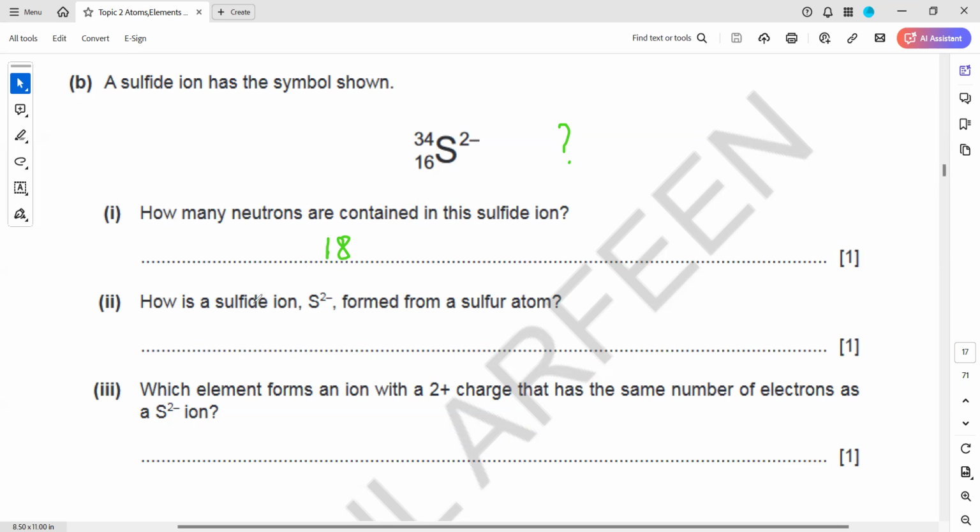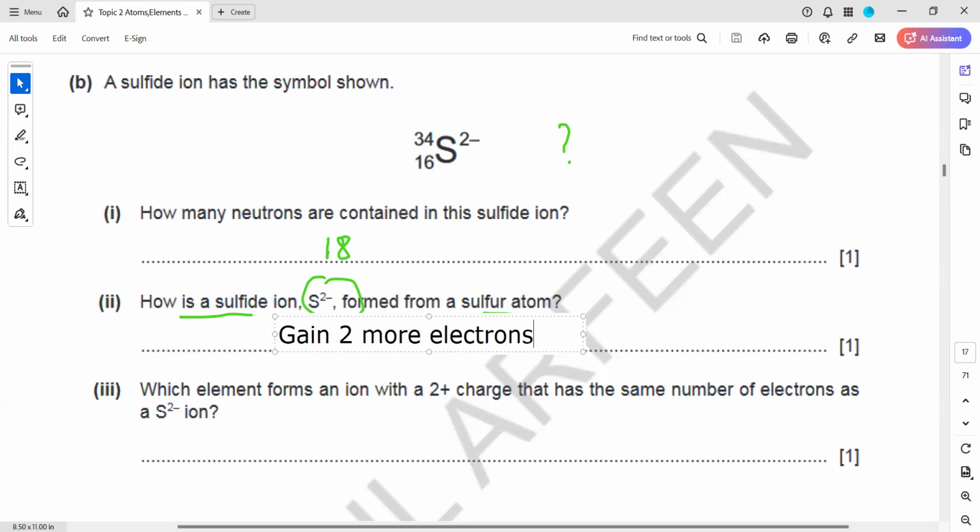Yes, right. How is a sulfide ion formed from a sulfur atom? When it gains 2 electrons, the sulfide ion forms. So when it gains 2 more electrons, it will have 18 electrons.